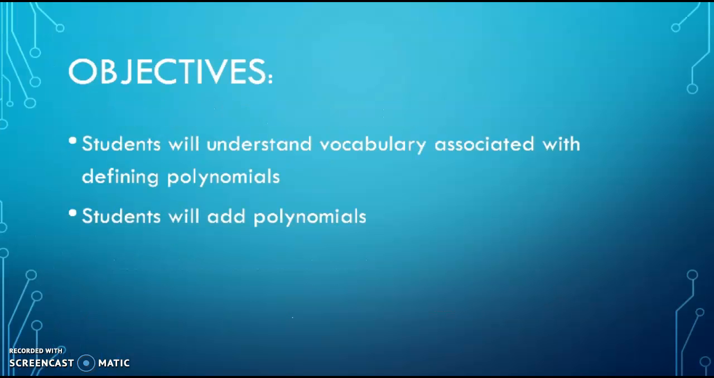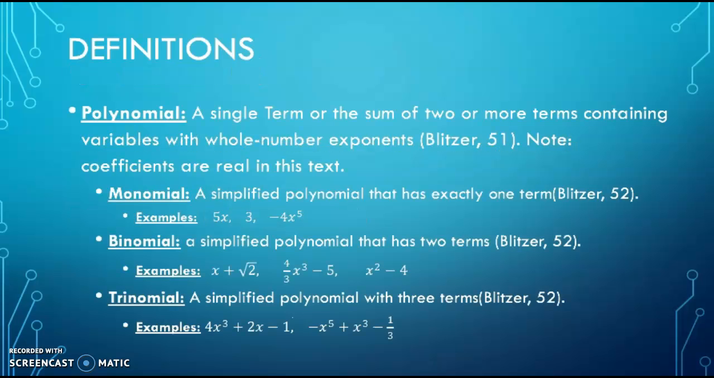The objectives that I'll discuss in this presentation include students will understand the vocabulary associated with defining polynomials, and students will add polynomials. So first, let's start off with some definitions.